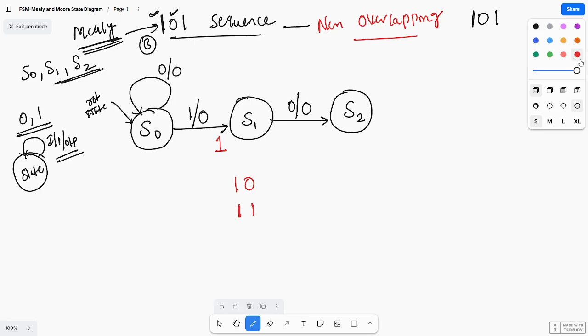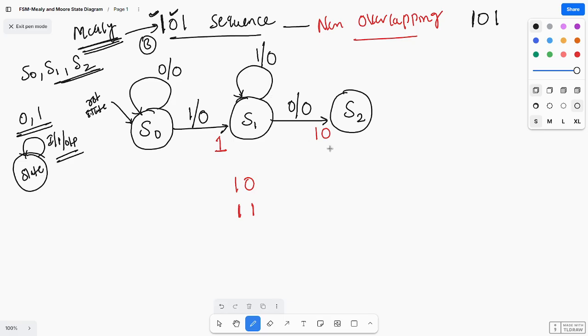So at S2 I got the sequence 10, and I need to check for 1 also. For 11, I am just checking 1, so it will stay in the same state. I didn't get the sequence, I got 1, and the output is 0 only.